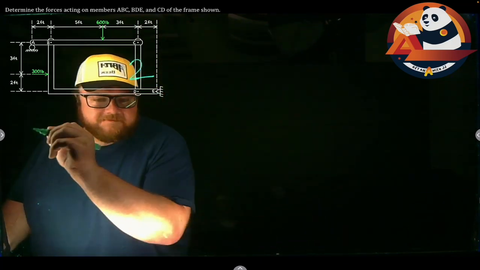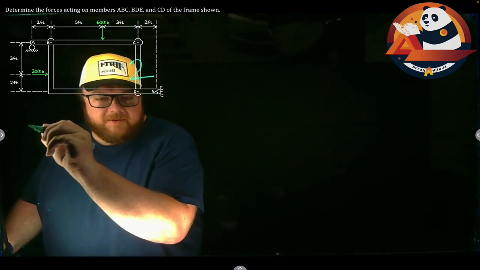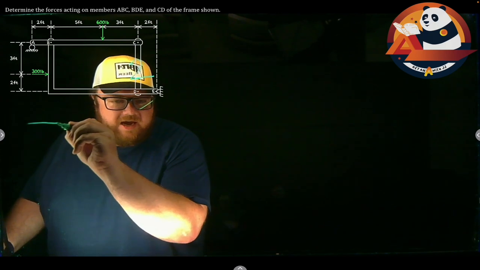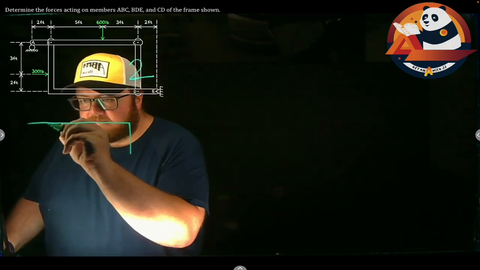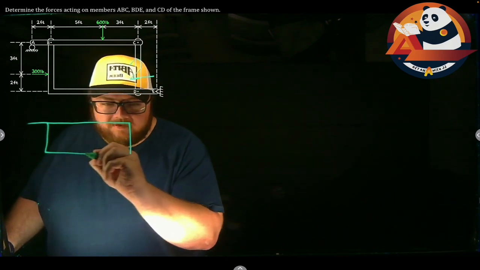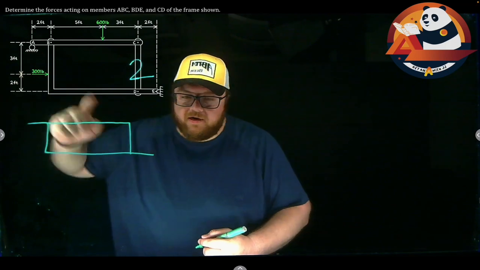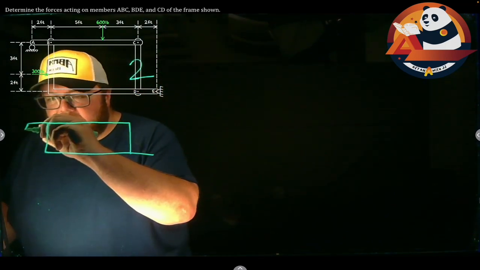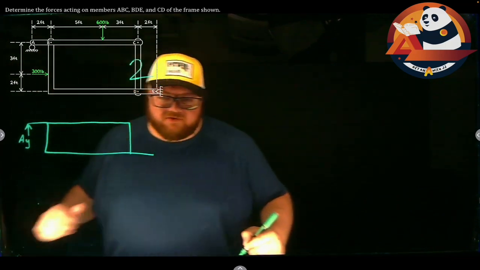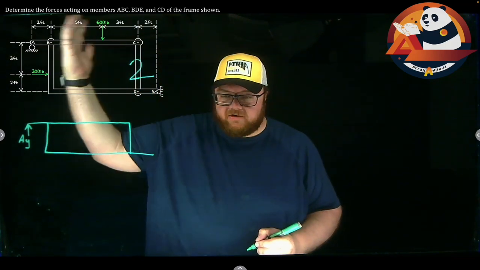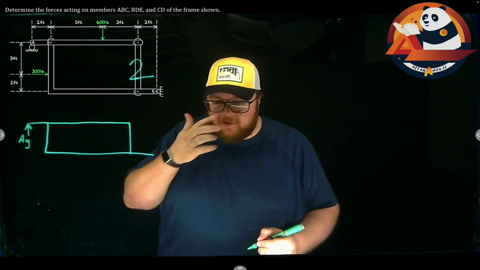We have a roller at A, a pin at E. We can draw a free body diagram and analyze this. So let's start there, our overall free body diagram. I should have an object that looks more or less like this. At A, I have a roller. From a roller, I should have one force perpendicular to the roller. So just going straight up, because perpendicular to the ground, perpendicular to horizontal, is vertical. We'll put an AY in.